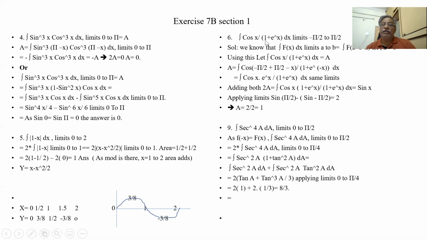Okay, let us see another example. Integral cos x by 1 plus e to the power of x dx, limits minus pi by 2 to plus pi by 2. When I add these two, it will become 0.